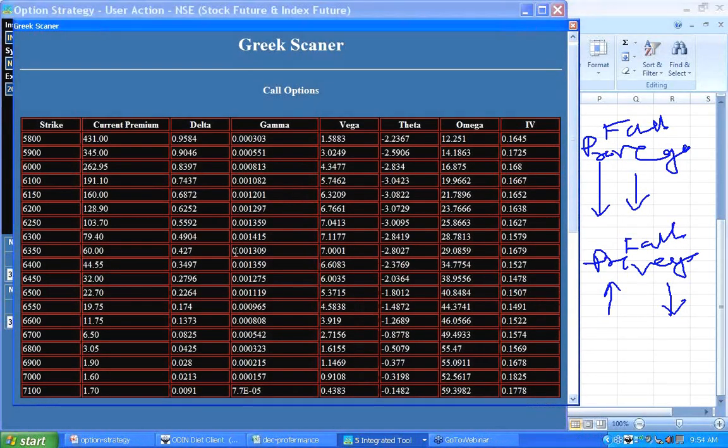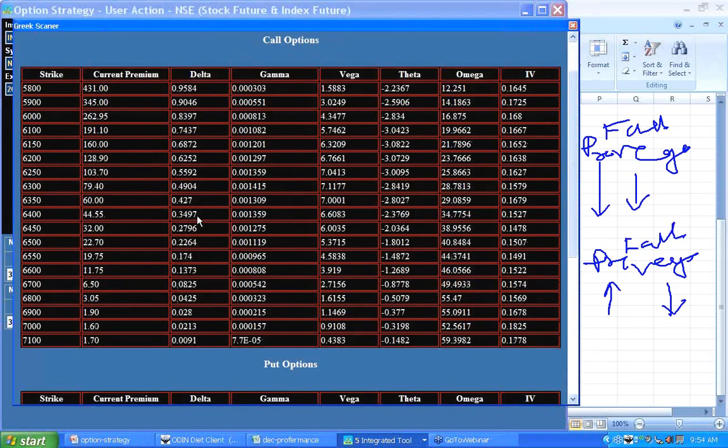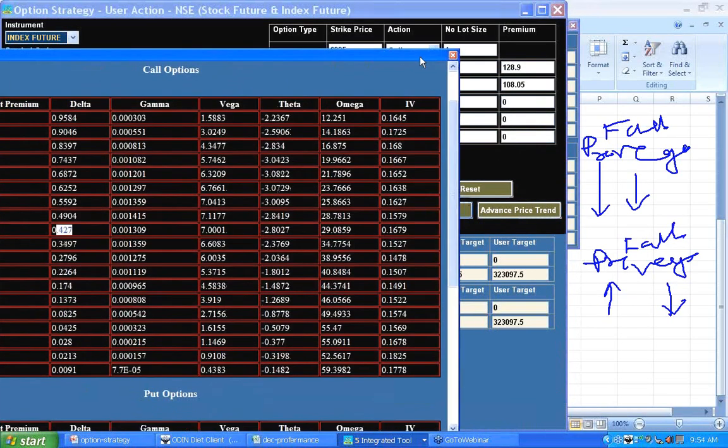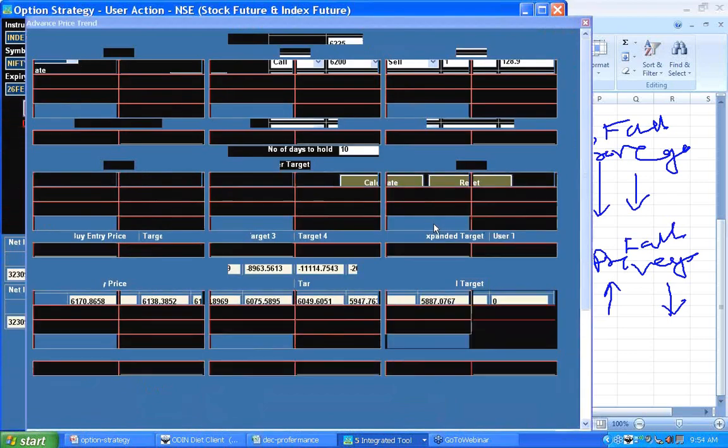This Greek scanner is giving me the deltas of different calls, because I need to add some calls so that I can be better protected. And I cannot add these calls just like that. I'll just go to my advanced trend analyzer once more.